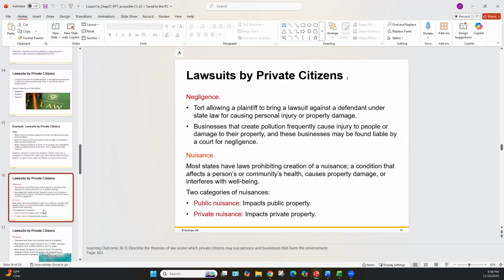Negligence, a tort allowing the plaintiff to bring a lawsuit against a defendant under state law for causing personal injury or property damage. Businesses that create pollution frequently cause injury to people or damage to their property, and these businesses may be found liable by a court for negligence.